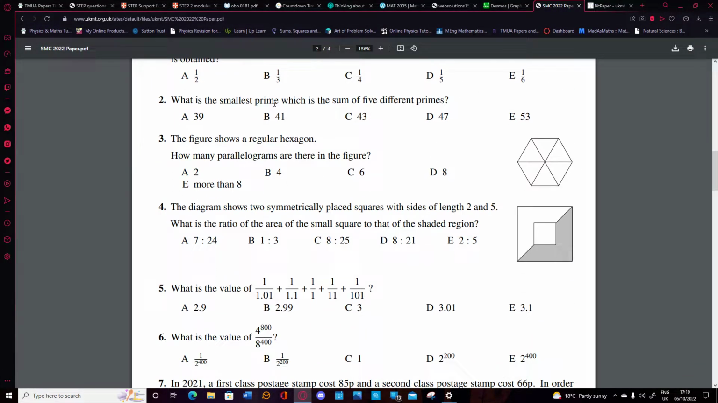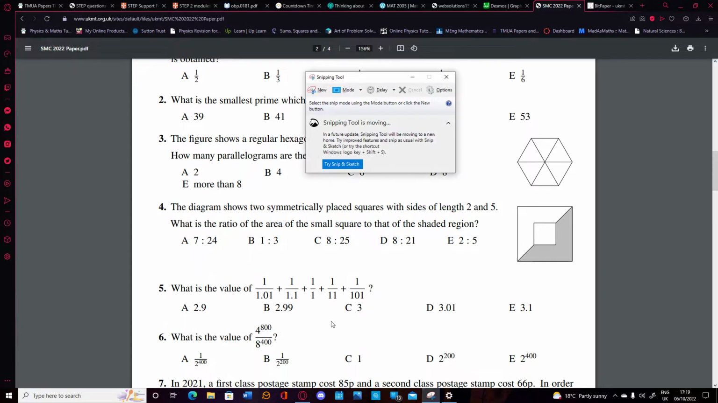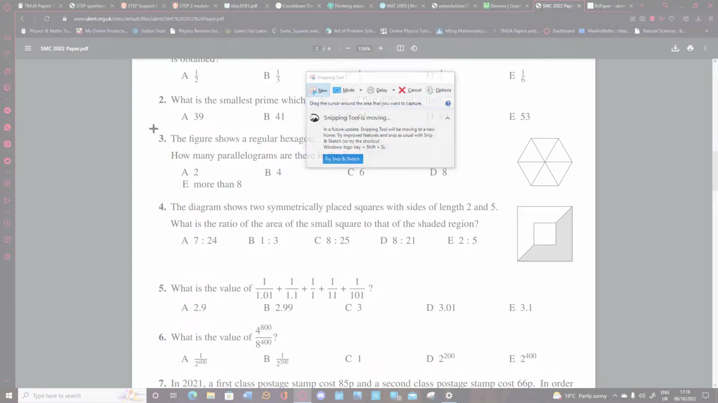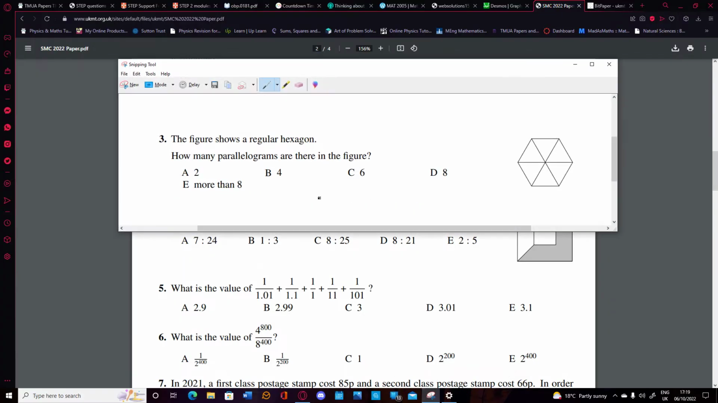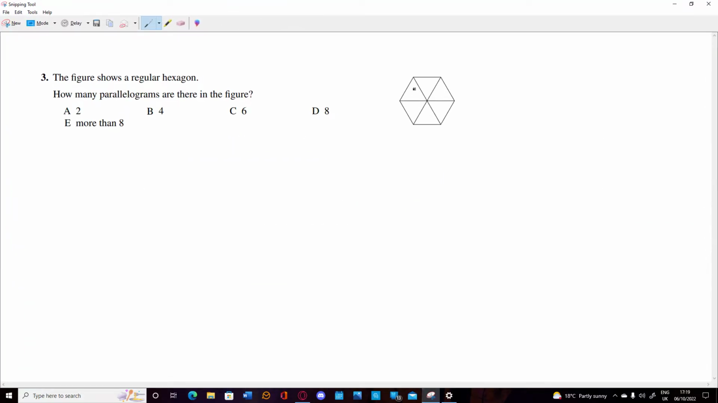Okay, question 3. This is pretty simple one. Actually, not really for question 3. But so we got a regular hexagon. We have to find out how many parallelograms there are in the figure. This was even a kind of a tricky one for me to spot, but I just couldn't see the rhombuses or the parallelograms the first time I saw it.